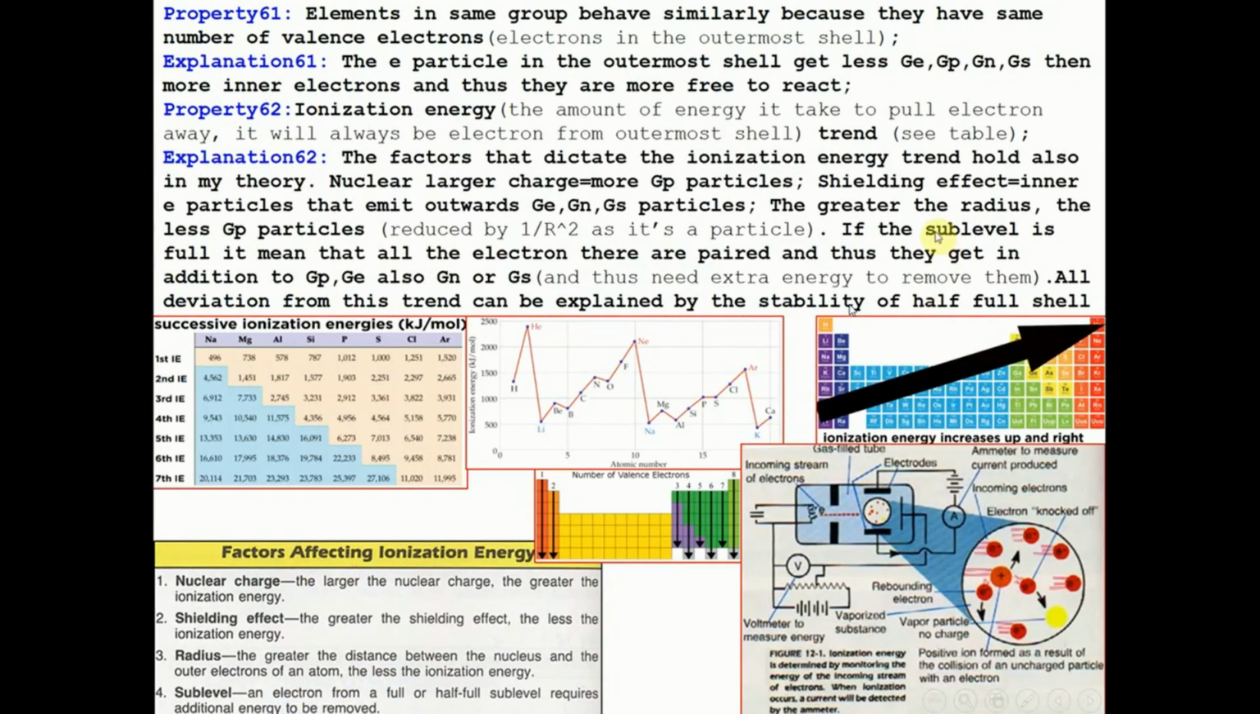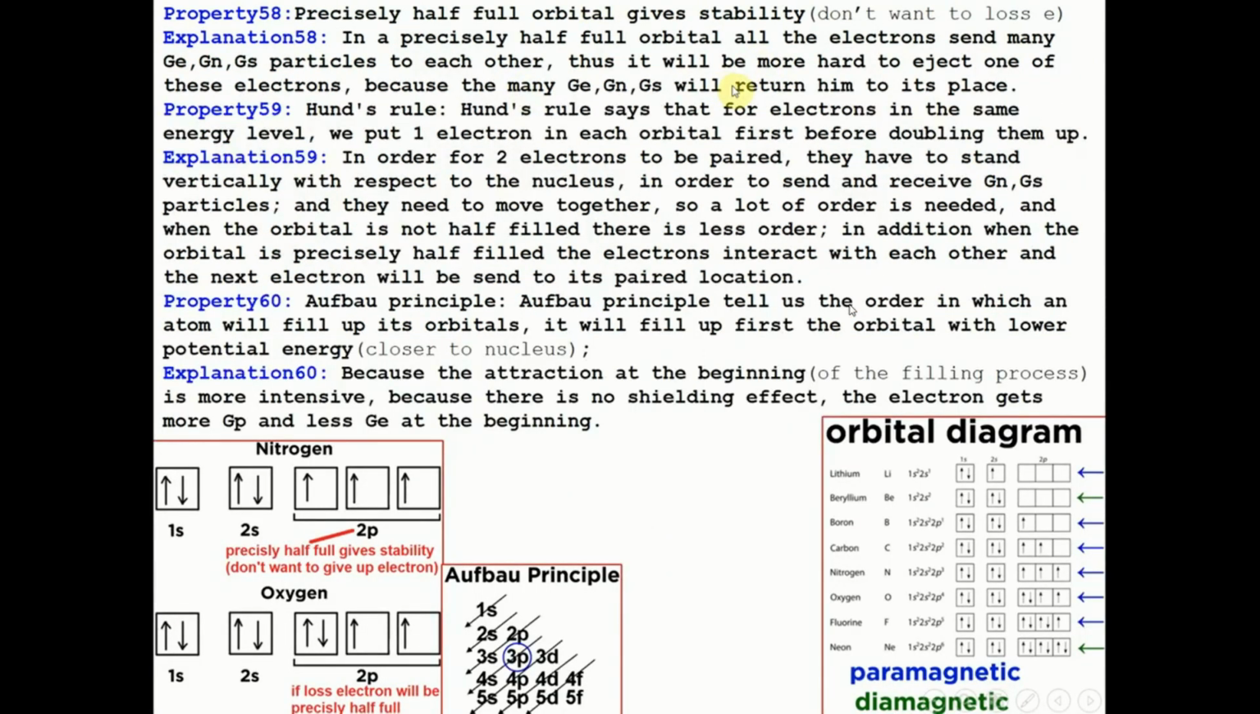The shielding effect is just electrons that emit electric field particles, which are GE, outward. The more protons the nucleus has, the more GP particles are produced, because the nucleus becomes longer and rotates faster. Electrons that are farther from the nucleus get fewer magnetic and electric field particles, and therefore they are more free to react or to move from their location. A precisely half-full orbital also gives extra stability because of symmetry that causes more electric and magnetic field particles to be transmitted from the electrons.